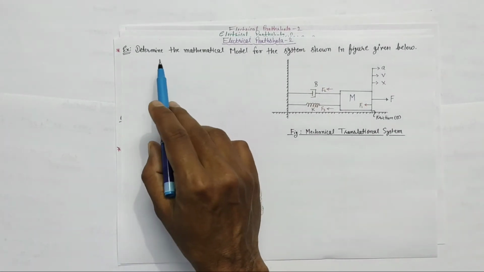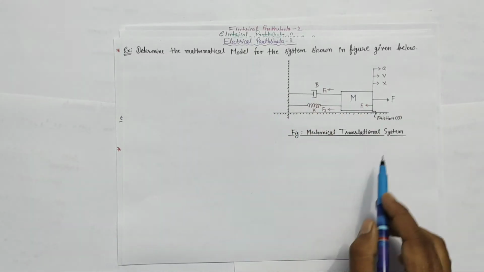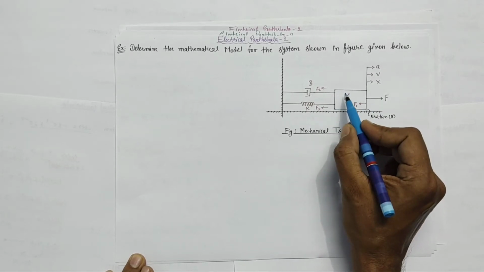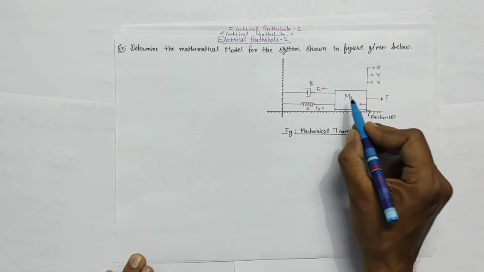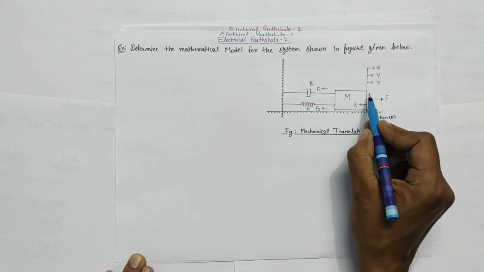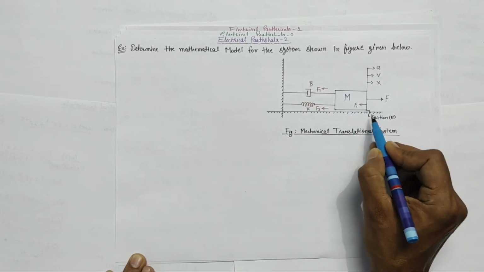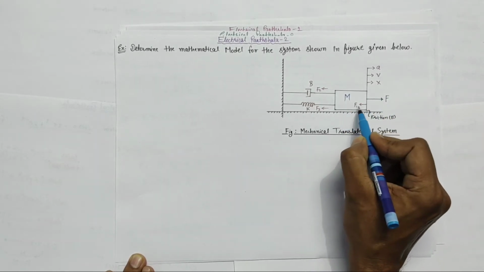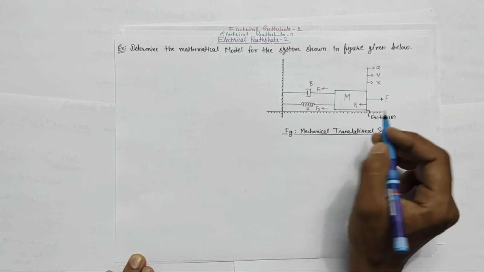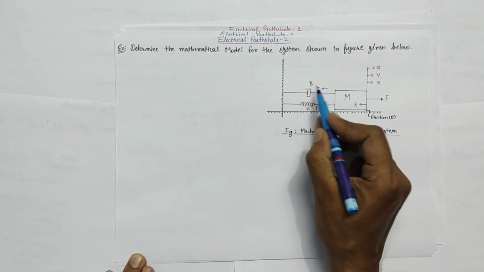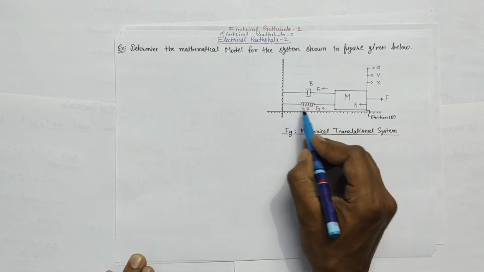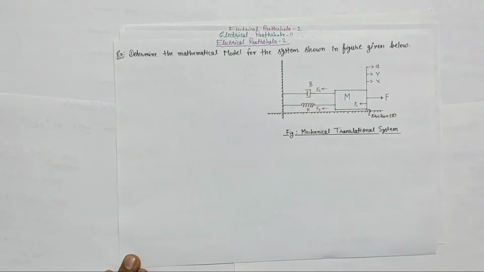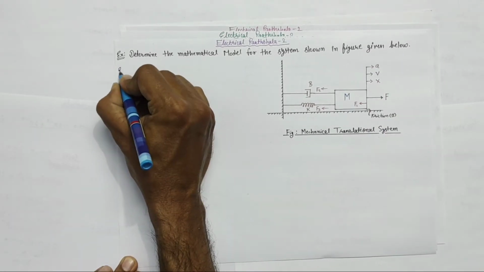In this example, we have to determine the mathematical model for this mechanical translational system. Here you can see that we have a body of mass m, and when an external force is applied on this body, then due to the mass of this body, due to the friction between the surface and the body, and due to the stiffness of this body, we will have all three resisting forces F1, F2 and F3. Here the friction is shown by using a damper element, and the stiffness of the body is shown by using the spring element. Now let's find out the mathematical model for this mechanical translational system.